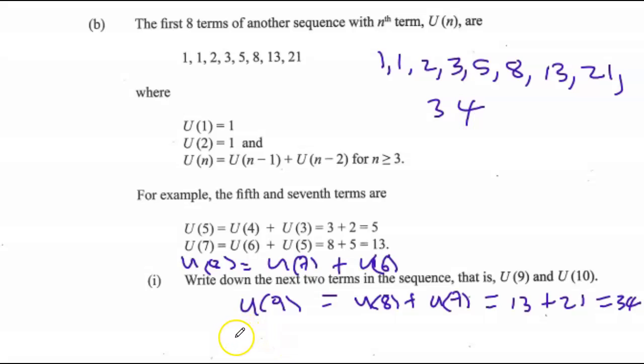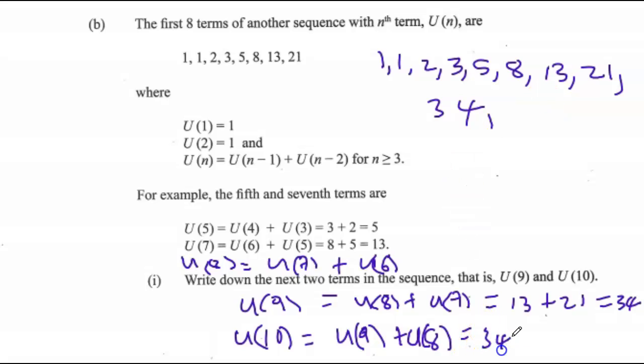And the 10th term will be, so it's always the 2 last terms you add to get the next term. So the 10th term would be the two last terms, 21 and 34.